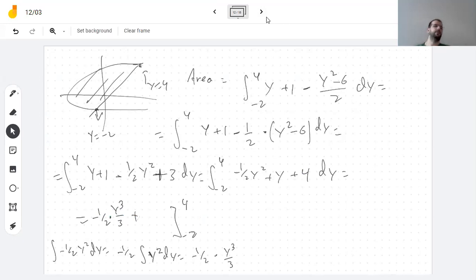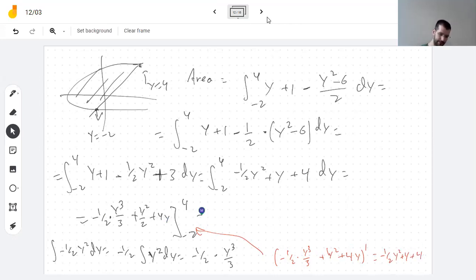What about the antiderivative of y? Y squared over 2. Thank you, Sam. And what about the antiderivative of 4? 4y. All right. So this is what we need to plug in. And you can see that this is correct because when you take the derivative, you get the original function, which is what we needed.